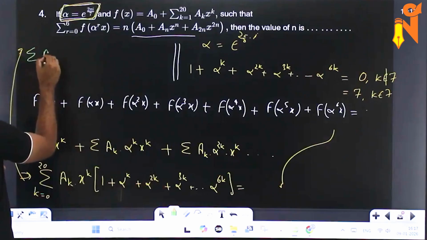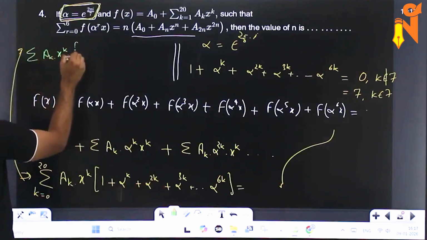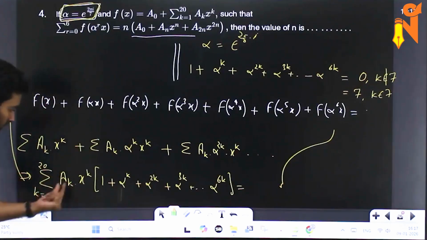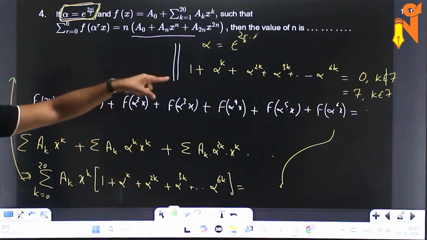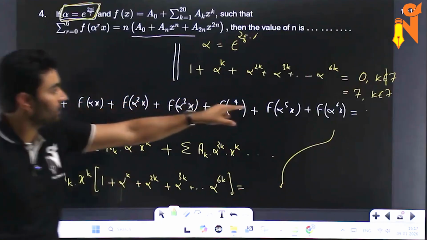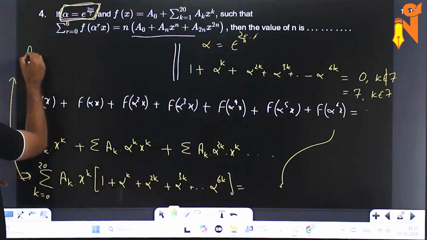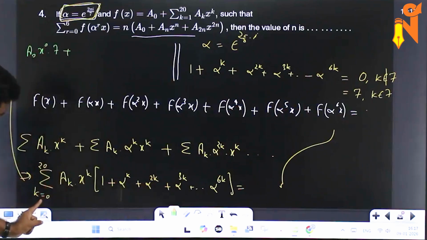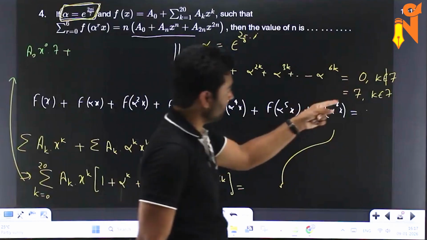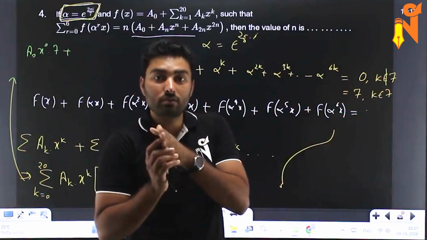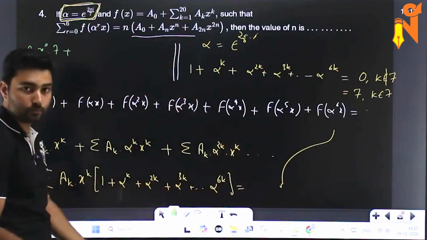Now from here you can say summation of a k x power k, open it. Put x 0 here. When you put 0 here, 0 is a multiple of 7, so you will get 7. So a naught x power 0 into 7 plus, now put 1 here. 1 is not a multiple of 7, so you will get 0. Now put 2, 3, 4, 5, 6, all 0. So 0 into something is 0.